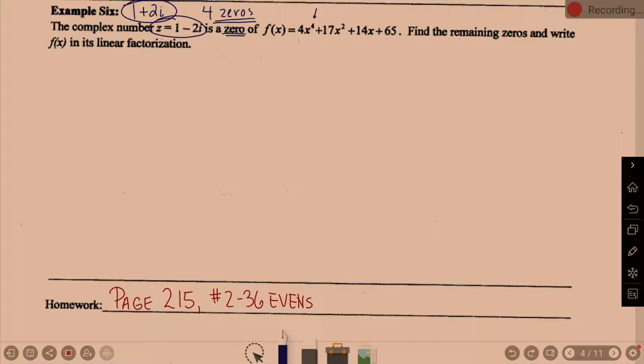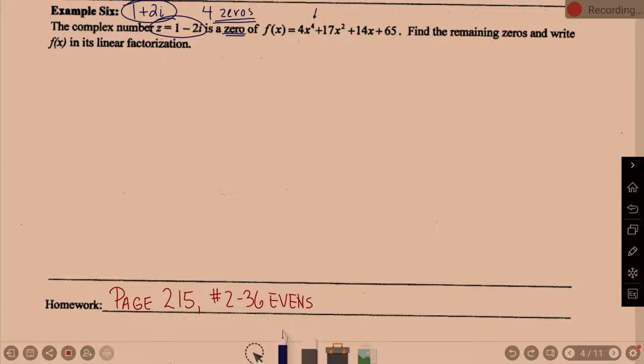A lot of times we say start with PRs. And if I recall correctly, you graph this one, you're not going to find any PR. I mean, we can list our PRs if we want to, but when we graph it, there's not going to be anything. If they give you a 0 to start with, let's start with that 0. So they're giving us 1 minus 2i, so we're going to start with that 0. And yes, we're going to use synthetic division.